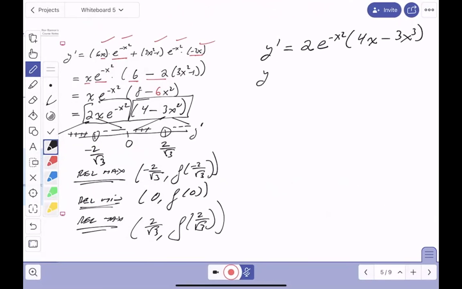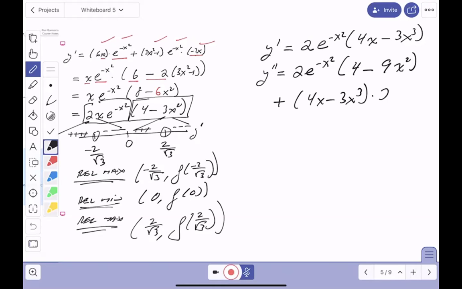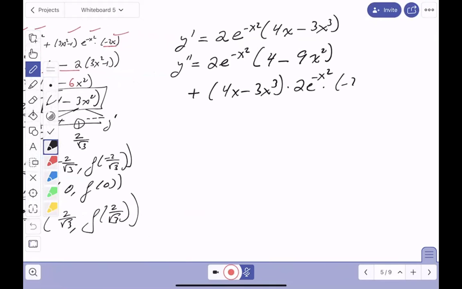Let's write this down. What's y double prime? Well, I'm going to simply say the first function times the derivative of the second function. That's going to be 9, right? Plus 4x minus 3x cubed times the derivative of 2e to the minus x squared, which is 2e to the minus x squared times, ooh, it's going to get really difficult, minus 2x. I got to factor it. So I'm going to factor out, let's see, a 2 and e to the minus x squared.